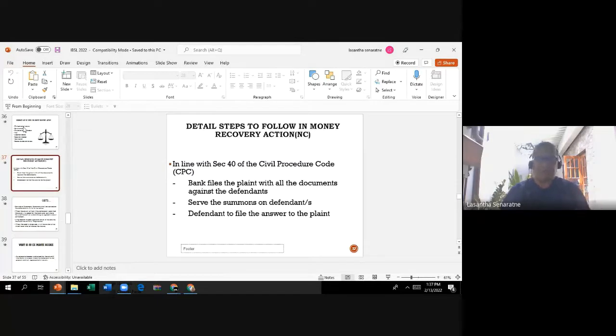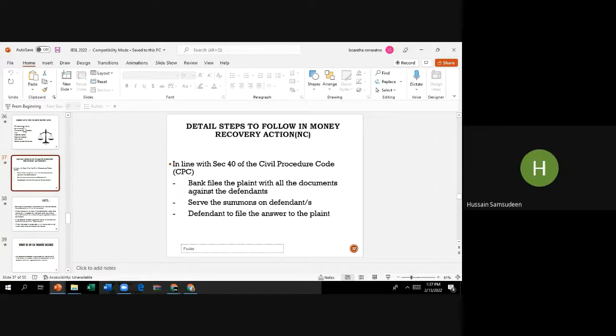In line with section 40 of the Civil Procedure Code, the bank files the plaint with all the documents against the defendant, serves the summons on the defendant, and the defendant files the answer to the plaint.